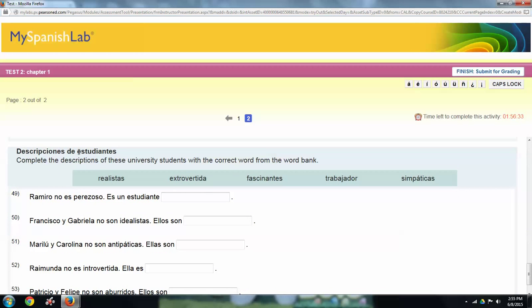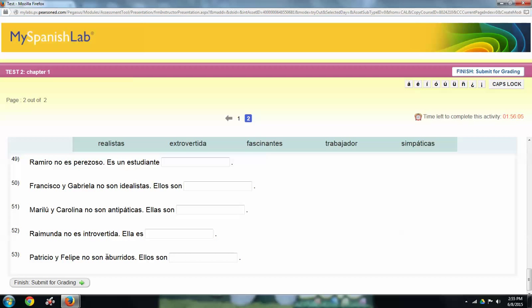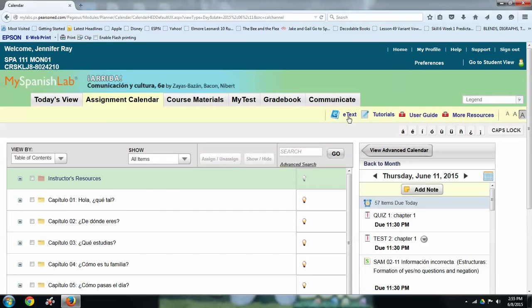Descriptions of students. You're going to complete the descriptions of the university students with the correct word from the word bank. Again, you're dealing with adjectives, and adjectives have to agree with the nouns they describe. So you'll need to make sure that whomever is realistic or extroverted, that the spelling of the adjective matches that person. So you don't want to pick a feminine adjective to describe a male student, for example, or a singular adjective to describe a plural subject. And that's it. And let me just go show you really quickly your text.